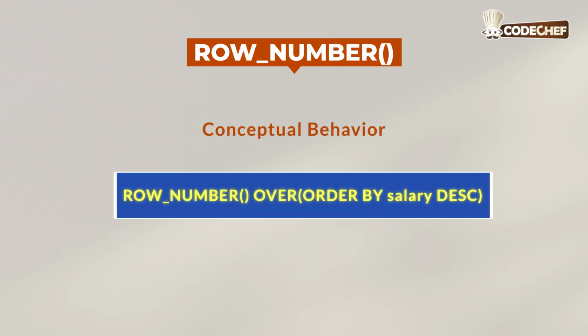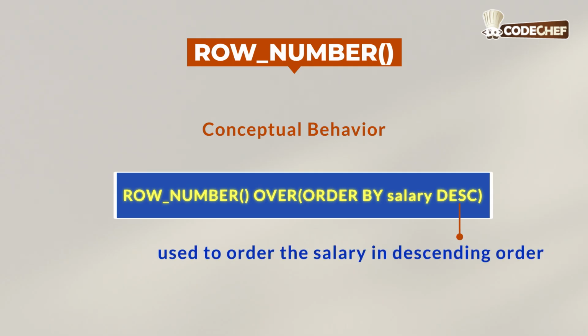For example, row_number() over (order by salary DESC. DESC is used to order the salary in descending order. Bracket close. Then we have the rank function.